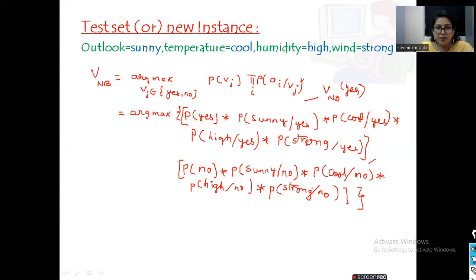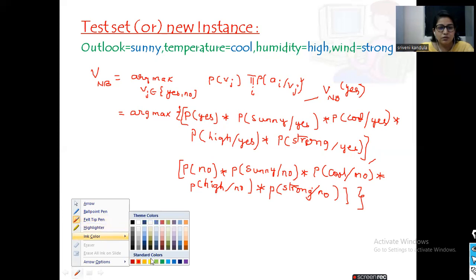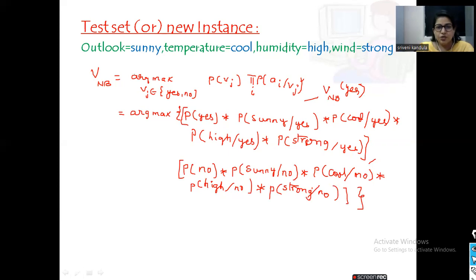So this is VNB of no. One second, let me change the pointer color. Actually, I just want to show you the meaning of this argmax. Here we are computing the probability values for the case of S as well as for no. Out of these two, whichever is maximum will be considered as the outcome. I'm doing both in the same step. If you are not comfortable with this, you can do it separately also.